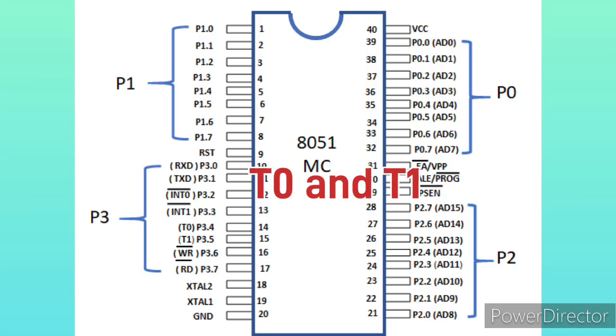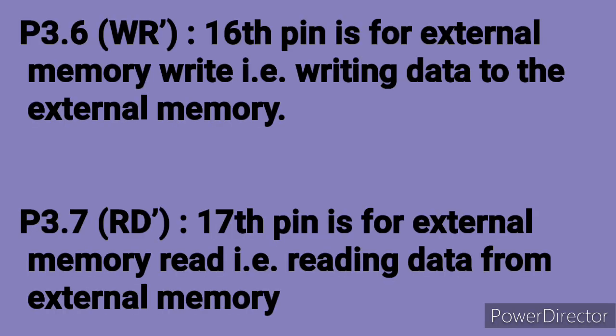P3.4 and P3.5, T0 and T1, 14th and 15th pin are for timer 0 and timer 1 external input. They can be connected with 16-bit timer/counter. P3.6, WR, 16th pin is for external memory write, i.e., writing data to the external memory. P3.7, RD, 17th pin is for external memory read, that is, reading data from external memory.